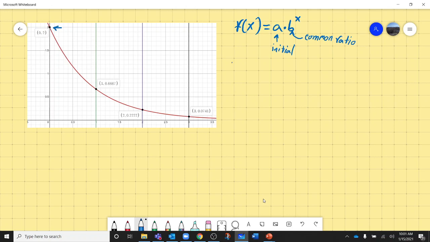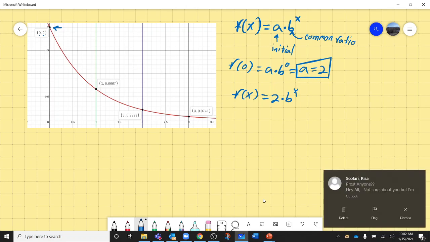Another way of looking at this is f of 0 would be a times b to the 0. And remember, anything raised to the 0th power is just 1. So it equals a. In this case, when we plug in 0, we get 2. And so a equals 2. So we can rewrite our equation: f of x equals 2 times b to the x.